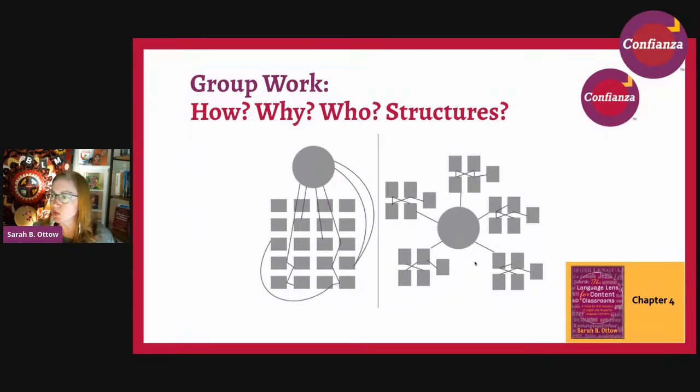This is an image from my book where I talk about if you're the teacher right here and you have all these students, you're essentially ping-ponging around the classroom. It's the same online.